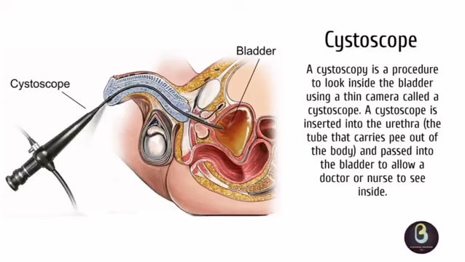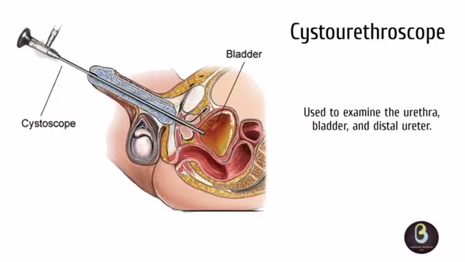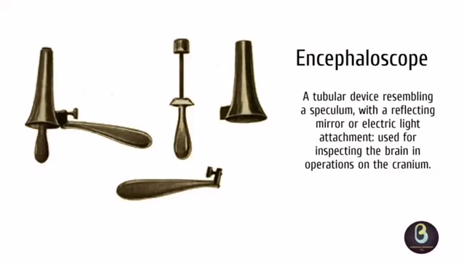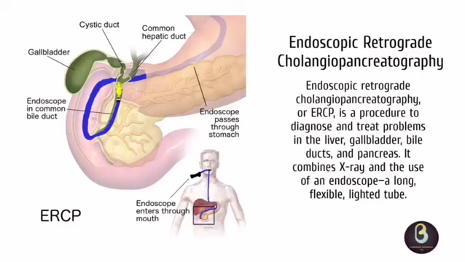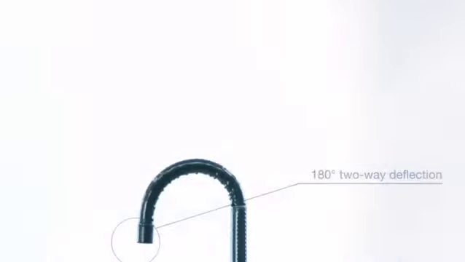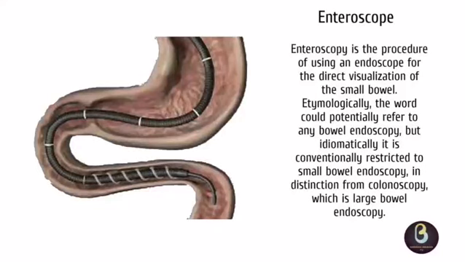Cystoscope, used to examine the urinary tract and bladder. It employs similar optics to the arthroscope, yet possesses a longer depth of insertion. Cystourethroscope, used to examine the urethra, bladder, and distal ureter. Encephaloscope, used to examine brain cavities. Endoscopic retrograde cholangiopancreatography, used in diagnosis of pancreatic disease through injection of radio-opaque dye into biliary and pancreatic ducts while examining the duodenal area. Enteroscope, used to examine the esophagus, small intestine, and stomach.